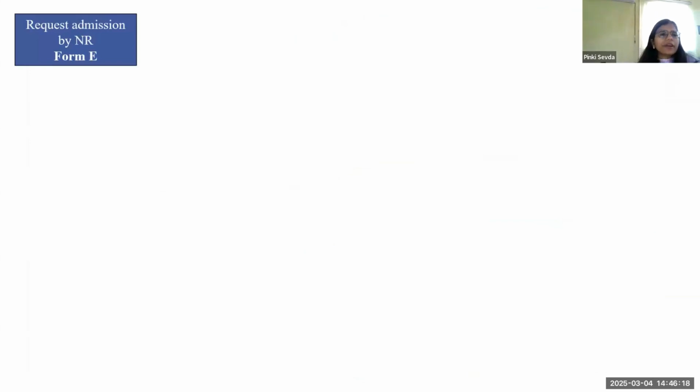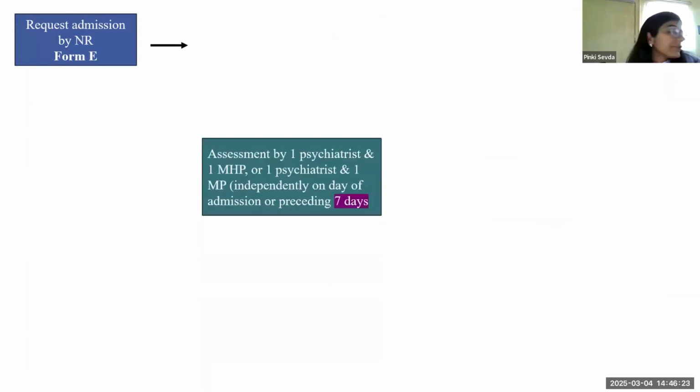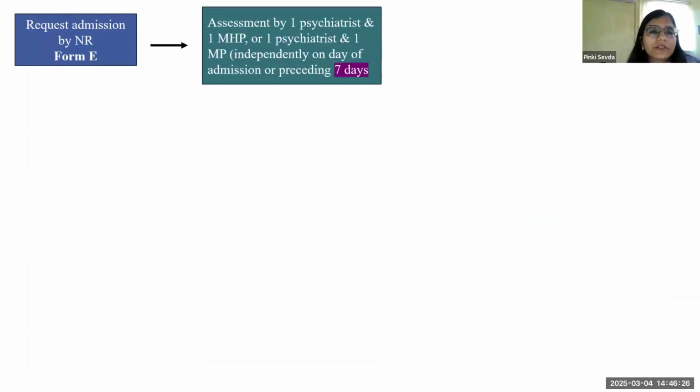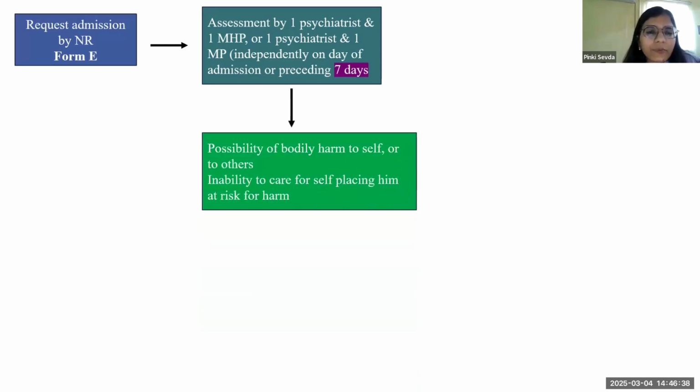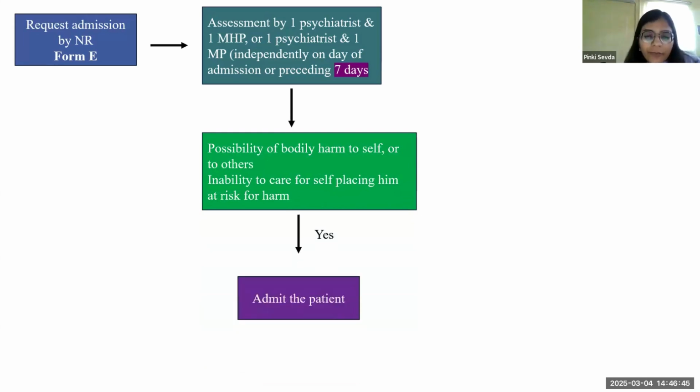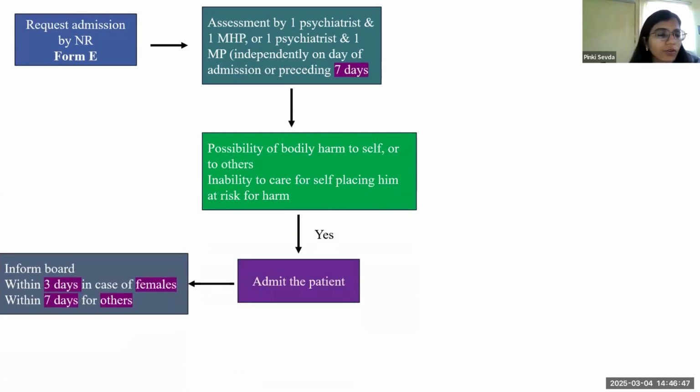So if a request by the NR is there in case of high support need, then Form E is there for supported admission. First, it will be assessed by one psychiatrist and one mental health professional, or one psychiatrist and one medical practitioner, independently on the day of admission or the preceding 7 days. We will see the possibility of bodily harm to self or to others, inability to care for self, placing him at risk for harm. If it is there, then we will admit the patient, or we should inform the board within 3 days in case of females, or within 7 days for other patients.